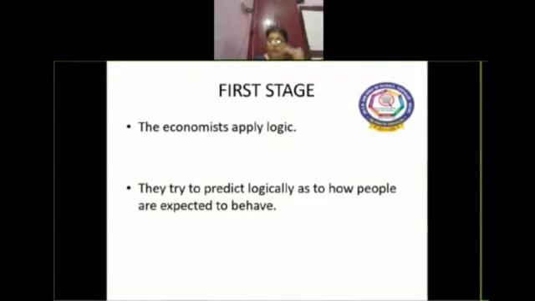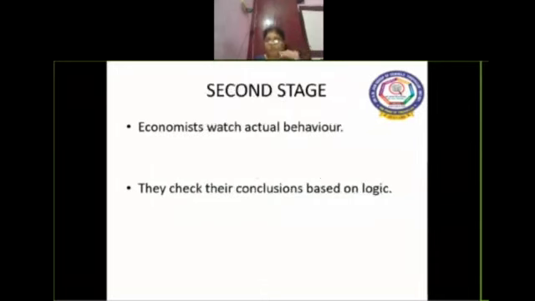Based on this, the economists arrive at conclusions in two stages. In the first stage, the economists apply logic. They try to predict logically as to how people are expected to behave. For example, they try to predict how a consumer is expected to behave when the price of a good increases or decreases when he buys, and how he is going to face the changes in prices. In the next stage, economists watch the actual behavior.